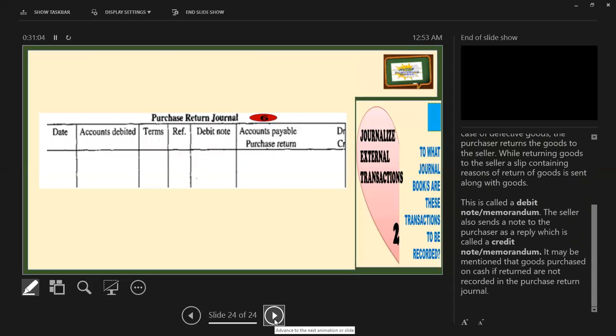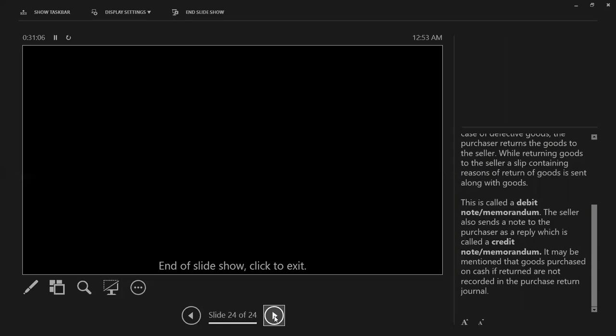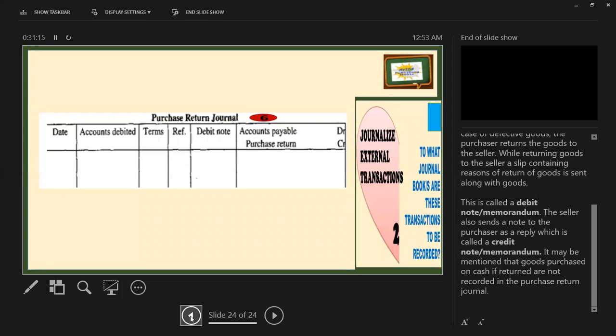Okay, that will wind up our discussion. End of the slide. Our next discussion will be on the posting to the ledger.